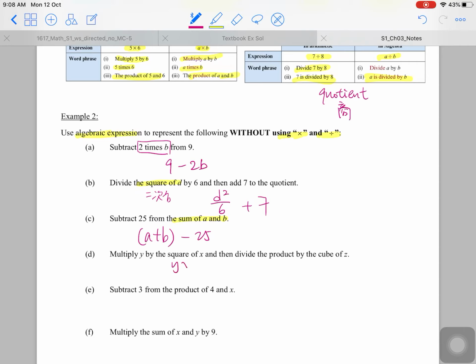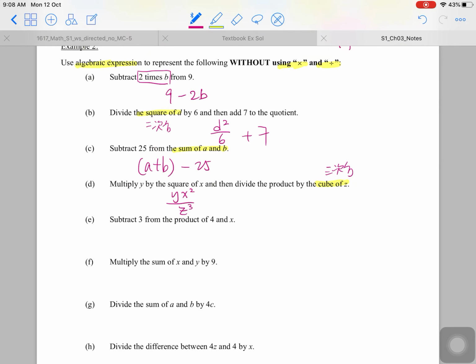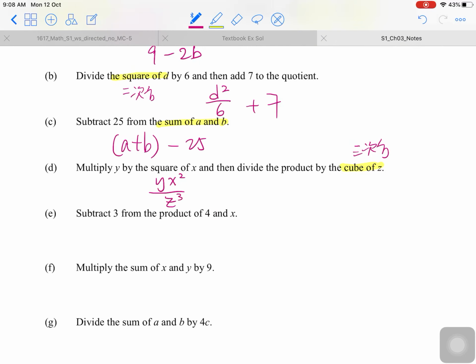Okay, part D. Multiply y by the square of x. So should be y times x squared. And then divide the product by the cube of z. Okay, 3次方啦。The cube of z 嘅3次方啦。So the answer is like that.